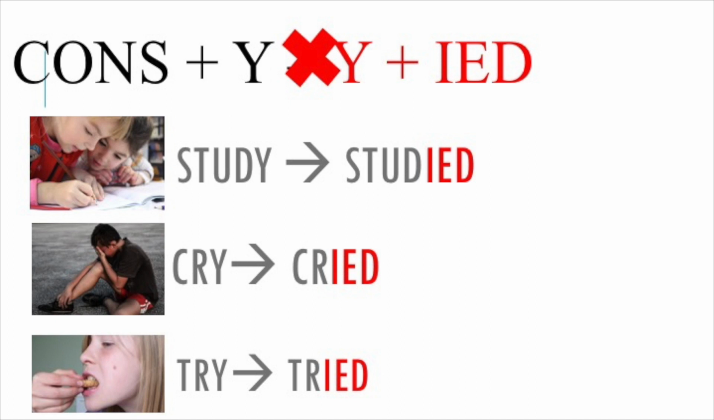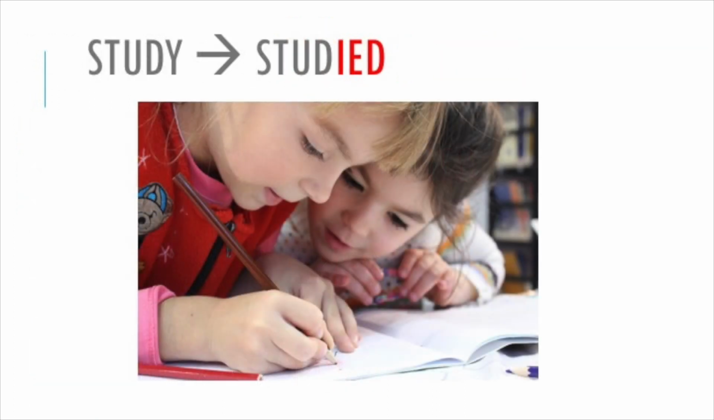Next, we have to look at what happens when we have the letter Y at the end of the verb. What do we do, guys? Well remembered. Delete Y, I-E-D. So study, studied. Cry, cried. Try, tried. Yes. If it's a consonant before the Y, which it is in these words, we have to delete the Y and then add I-E-D.